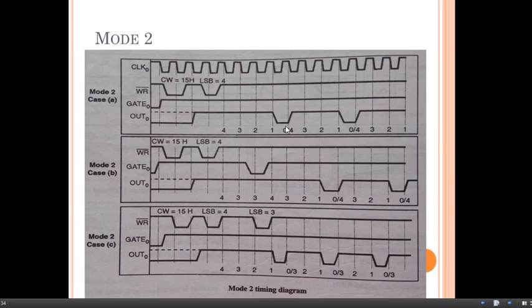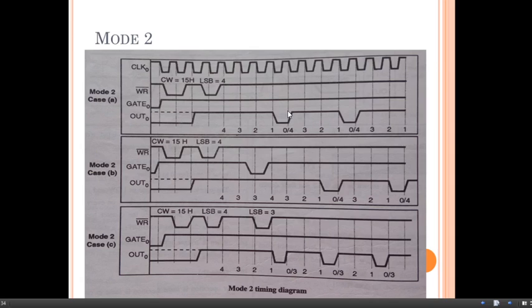Here the output will be made low. The output remains low for 1 clock pulse. So here our counter value is 1. From this point to this point is our 1 clock cycle, and for this 1 clock cycle period our counter output remains low. This means the output will become low for 1 clock pulse when the counter reaches 1. And when the counter becomes 0, the output is made high. Here the counter is 0, so the output is made high.